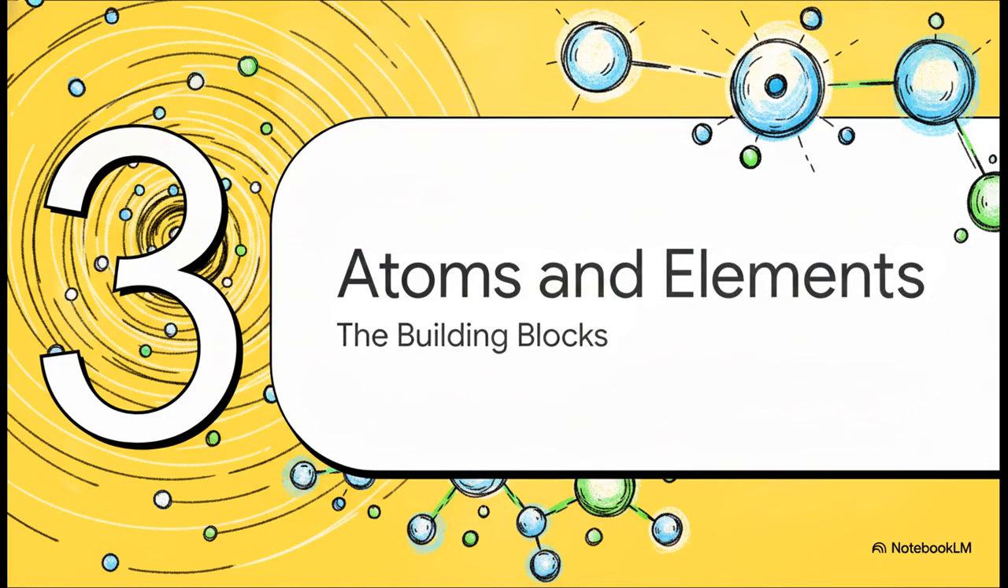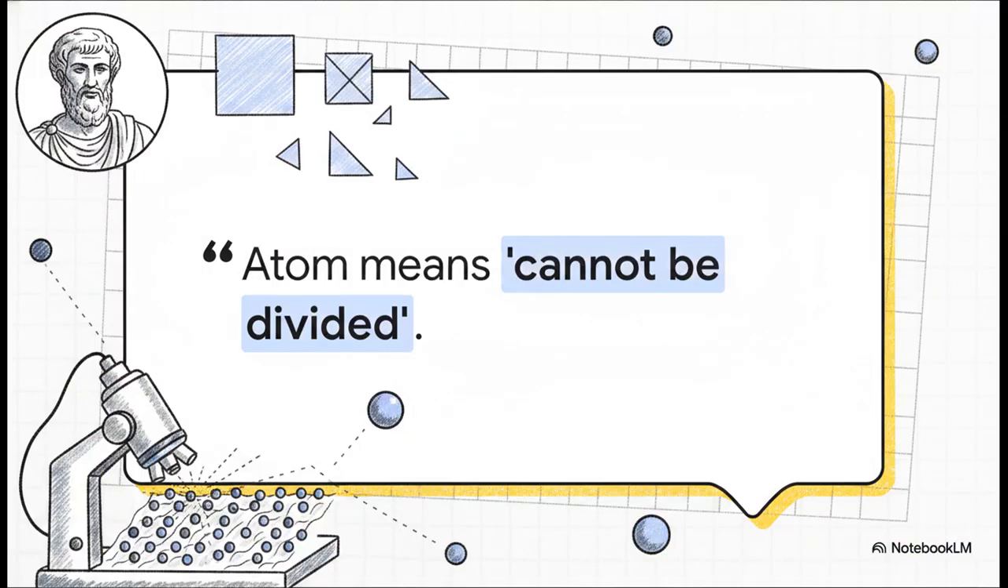Part 3. Atoms and elements, the ultimate building blocks. So let's zoom in even more. Over 2,000 years ago, this brilliant Greek philosopher named Democritus had a pretty radical idea.